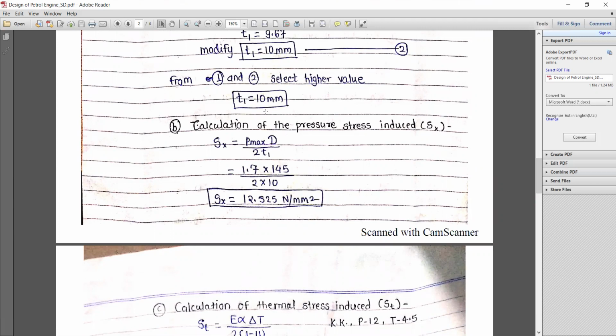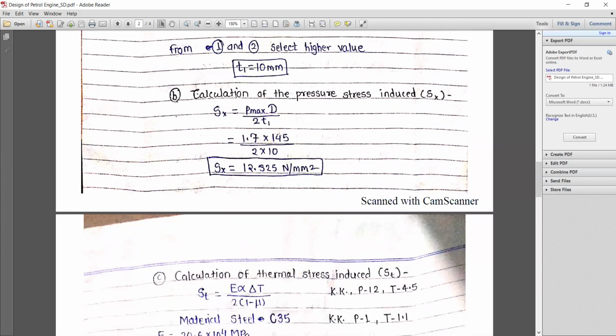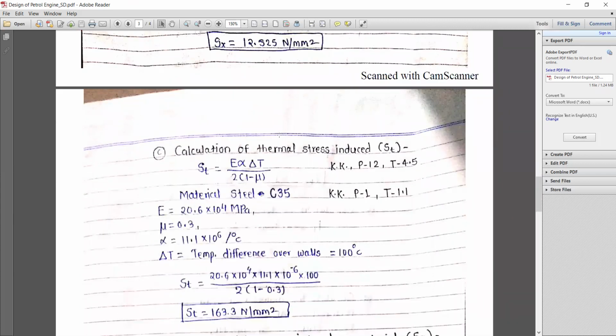So Sx is equal to P max into D divided by 2 T1. Putting all the values, we can calculate the pressure-induced stress. Sx is equal to 12.325 Newton per mm square.